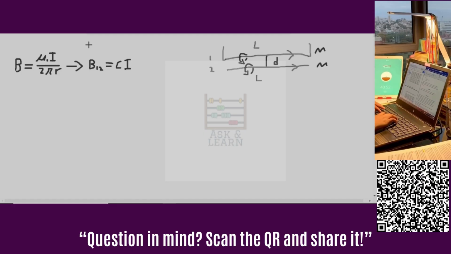And once again, C is simply equal to mu naught divided by 2 pi r. So we have our magnetic field in this case.